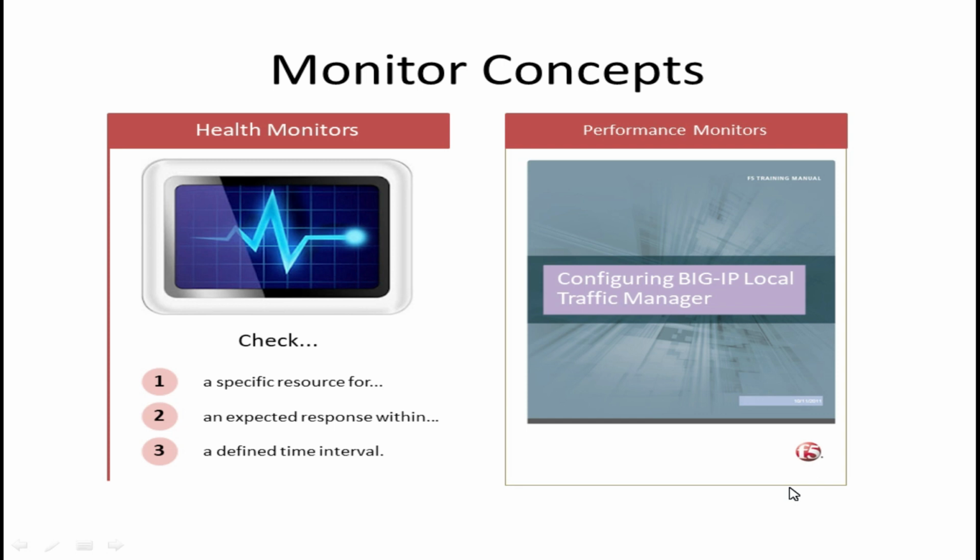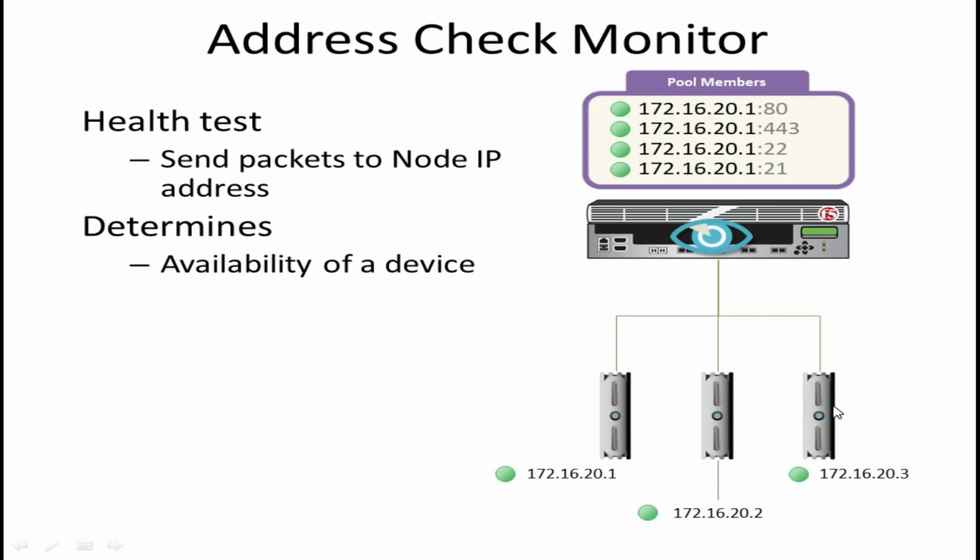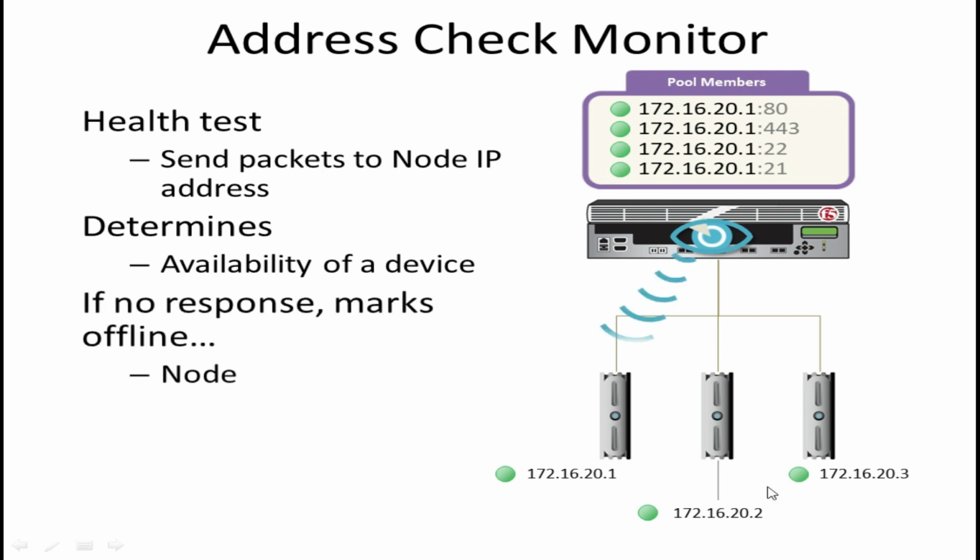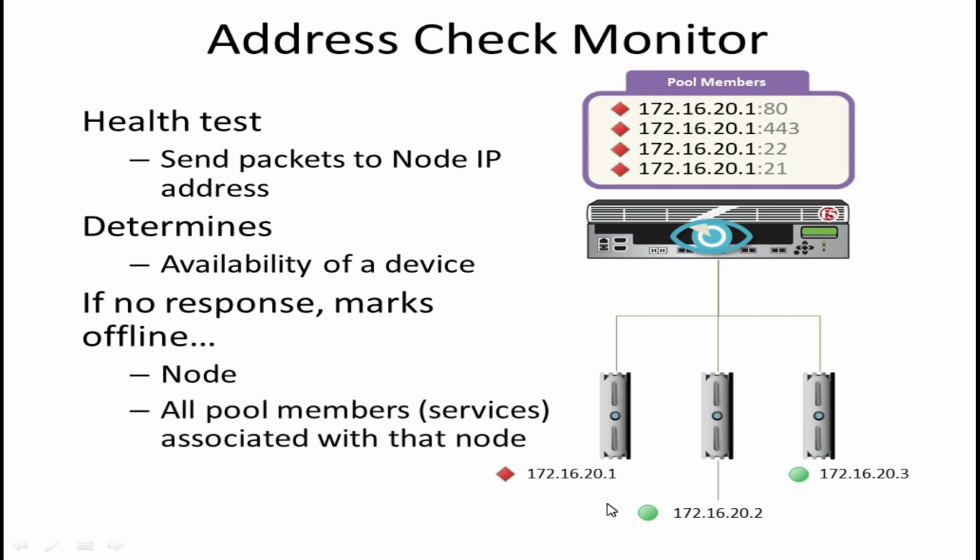And a performance monitor gathers information about the resource it is assigned to and uses this information to dynamically load balance traffic. Let's talk about the address check monitor. You can see here BIG-IP is monitoring the health status and sends packets to the node IP address, and determines the availability of the device. So if there is no response, 172.16.20.1 is marked as down. So all the pool members associated with that node will be down.